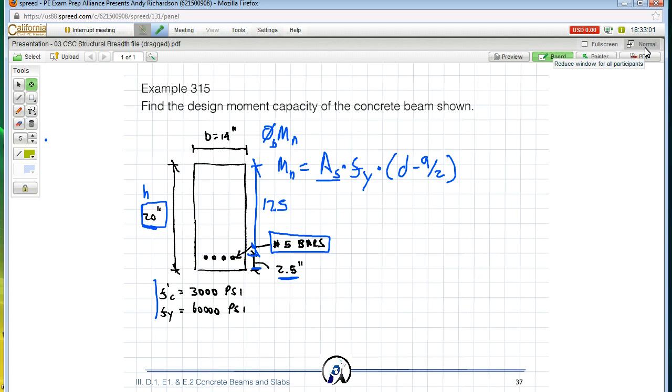If you didn't know that, you could just do pi d squared over 4 and get that, so that's fairly straightforward as well. So that's 4 bars at 0.31 inches squared times the yield strength of the steel, which is 60,000 psi. You could use KSI there if you just kept your units straight. And then we have the depth of 17.5 and minus A over 2. Now that's the piece of information we don't have yet.